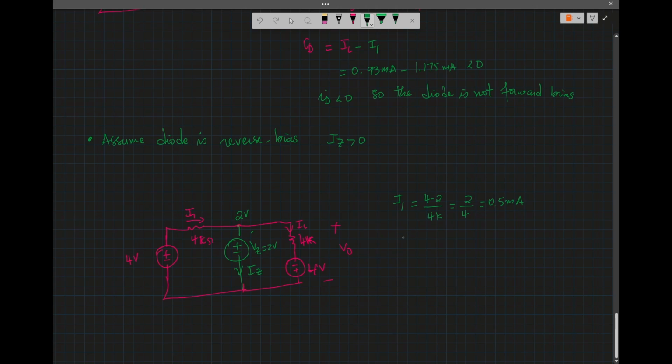Now I1, IL, the load current, which is 2 minus 4 divided by 4k. So that gives me 6 volt divided by 4 kilo ohm, which is 3/2, which is 1.5 milliamp. So the load current in this case will be 1.5 milliamp.